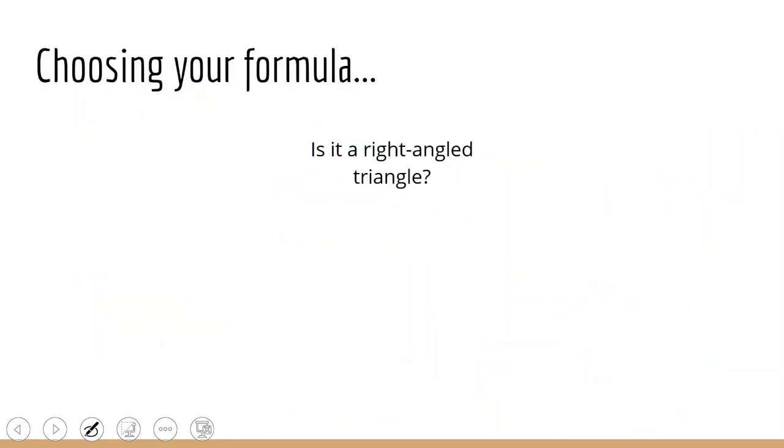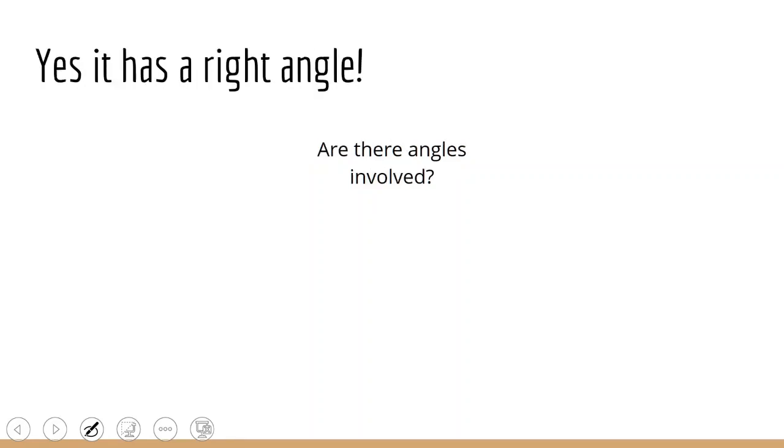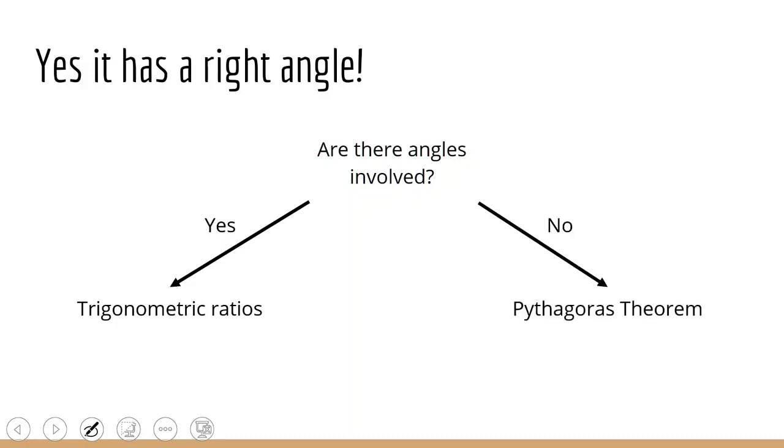So, given any triangle, how can we know what to do to solve it? Well, firstly, we have to check if it has a right angle or not. Okay, so let's say there is a right angle. Then I'm going to have to check if angles are involved in your calculation. If there are angles involved in your calculations, then we're going to use our basic trig ratios, sine, cosine, tangent, to find the missing piece. If there aren't any angles involved, all you have to do is use Pythagoras' theorem.